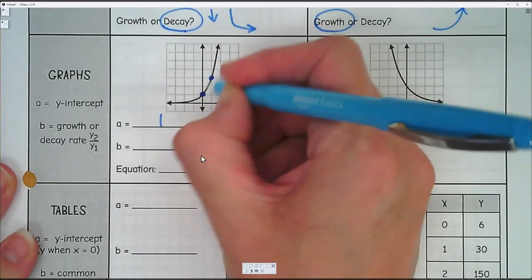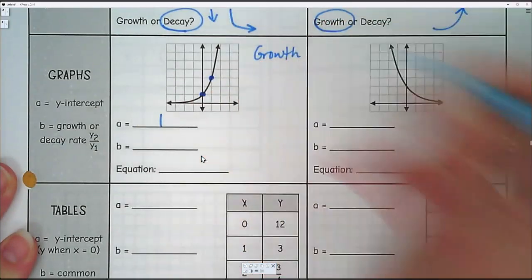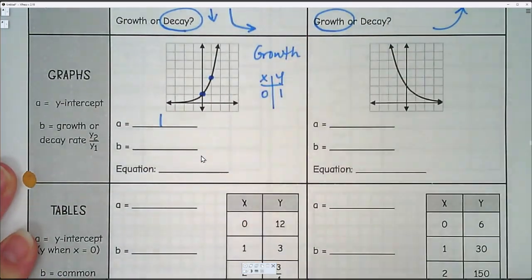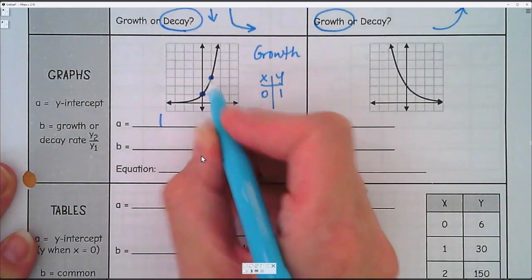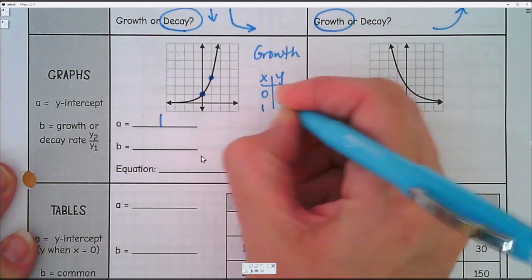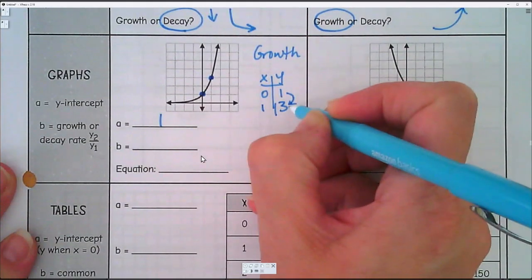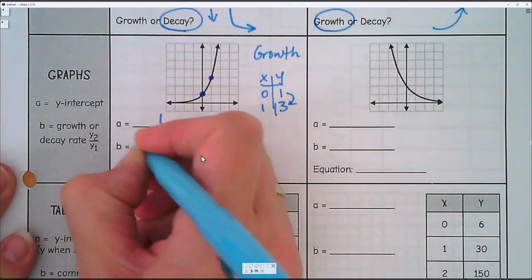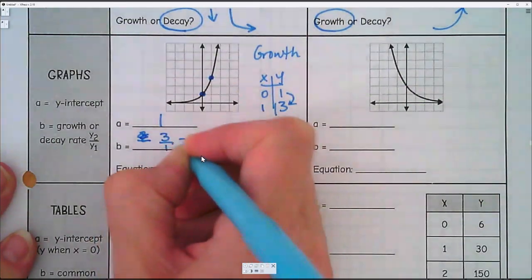I need to find how much I am going up. We can see that this graph is growing. It's a growth. But I need to make an x and y table to talk about how it's changing. My first point is at 0, 1, and my second point is at 1, 3. So if I think about that as a table of values, I can think about what's happening to change from a 1 to a 3.